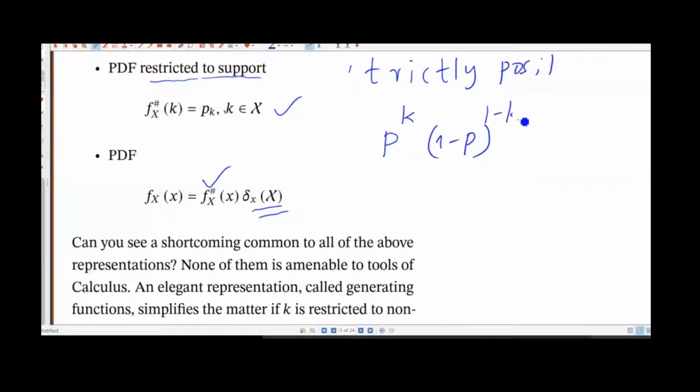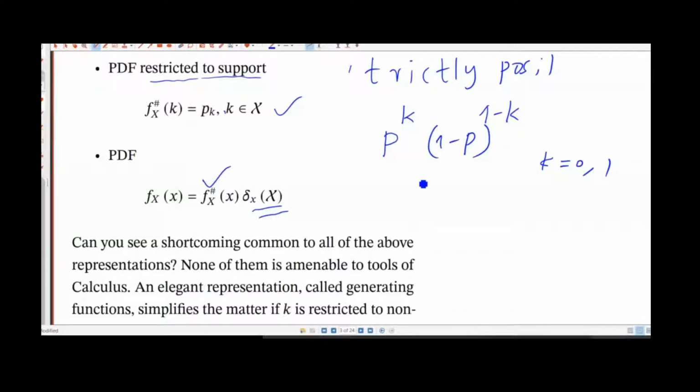Now you may think that this is a nice function, but it's not a nice function because this nice formula only works when k is 0 or 1. Outside that, it is 0, so it is not a nice function. Are you getting me?